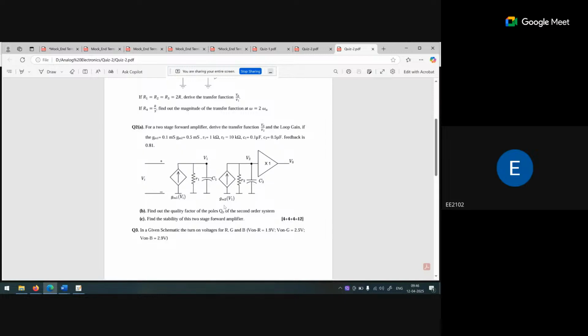Yeah, this question. The second part. Find the stability of this two-stage forward amplifier. So first of all, we have to calculate the transfer function of this one.